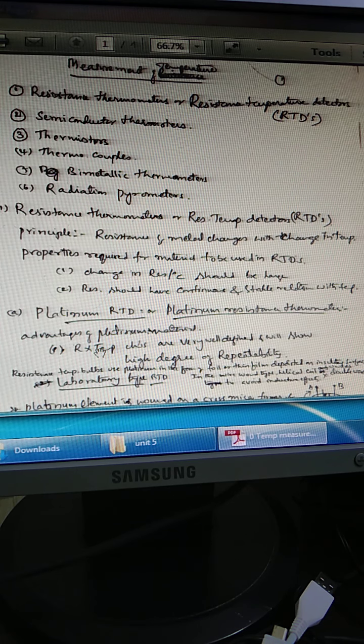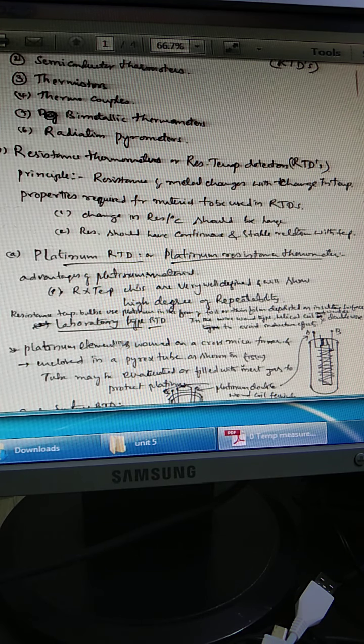Platinum has good resistance versus temperature characteristics, which are well defined and have a high degree of repeatability. Therefore, normally platinum is used in RTDs. This platinum can be used in the form of foils or thin films deposited on an insulating surface, or in the form of wire. It can be used as a helical coil wound with a double wind coil to eliminate inductive effects.